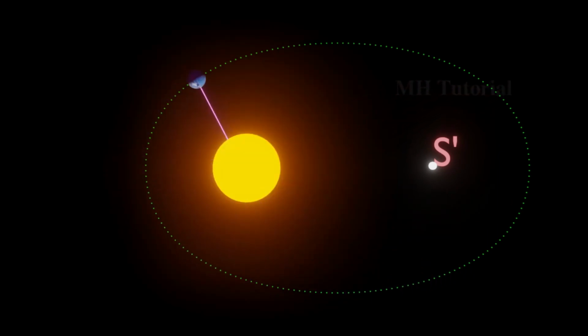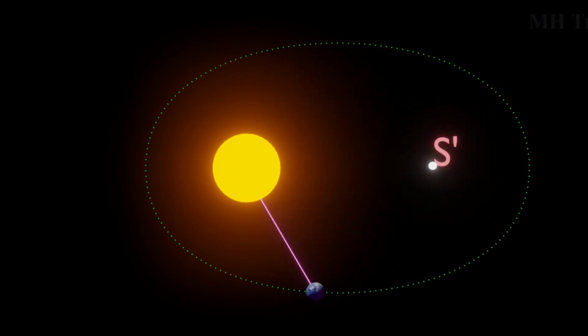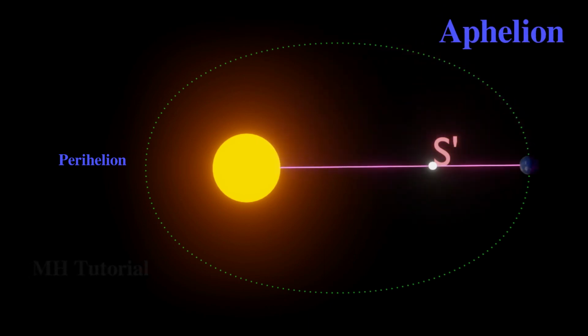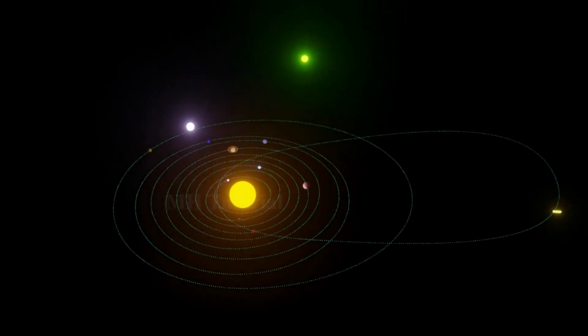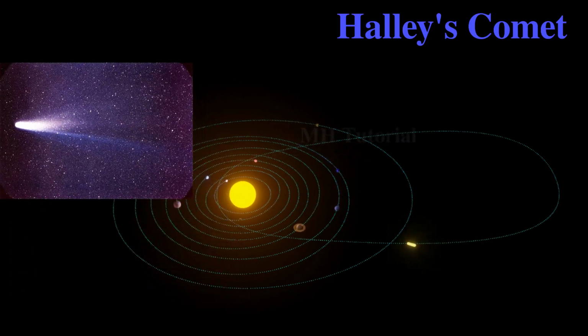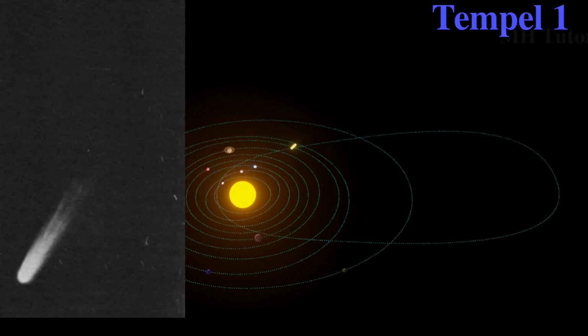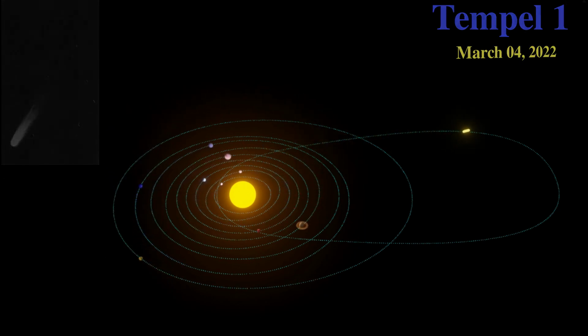Distance from the Sun is not constant during a complete revolution. The position at the shortest distance is called perihelion. Similarly, the position of the farthest point is known as aphelion. Those comets whose orbits are elliptic can return to our solar system after a period of time. Like Halley's Comet. It reappears every 76 years. Will be visible again in mid-2061. Tempel 1 is another such comet, which will visit the Sun on March 4, 2022.